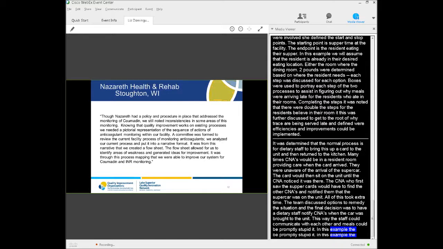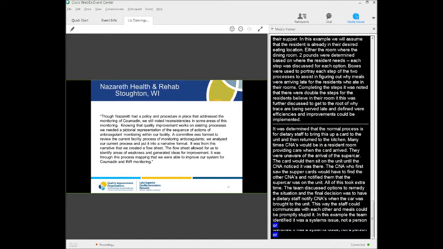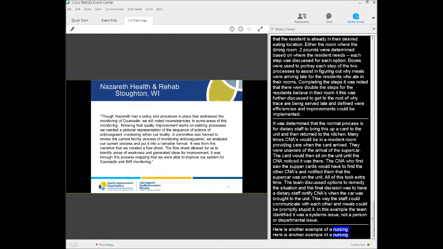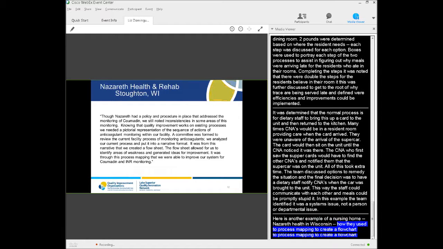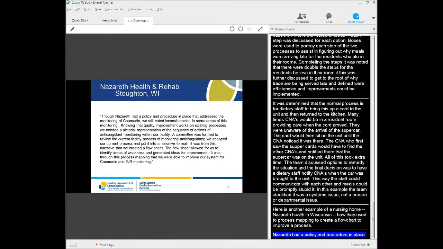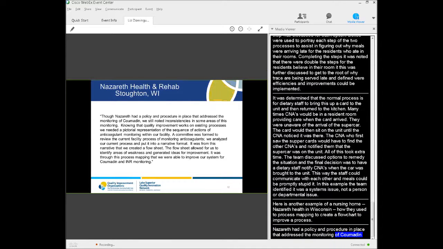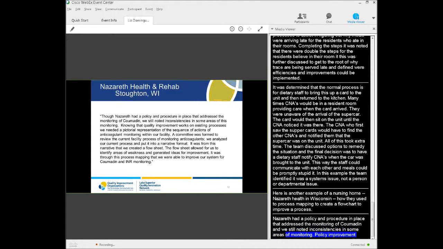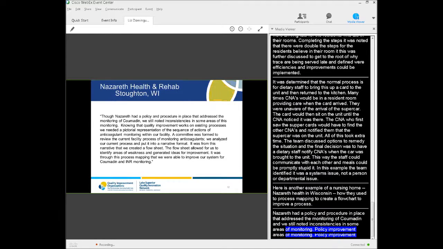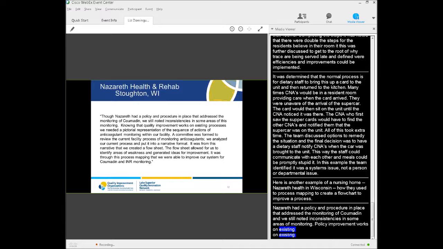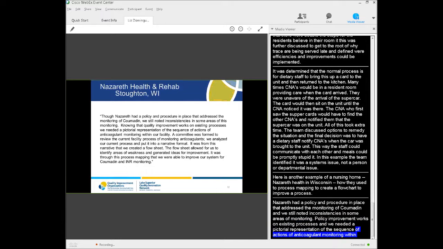Here is another example of a nursing home, Nazareth Health and Rehab in Stoughton, Wisconsin, and how they use process mapping to create a flowchart to improve a process. So Nazareth had a policy and procedure in place that addressed the monitoring of Coumadin. We still noted inconsistencies in some areas of this monitoring. Knowing that quality improvement works on existing processes, we needed a pictorial representation of the sequence of actions of anticoagulant monitoring within our facility. A committee was formed to review the current facility process of monitoring anticoagulants.